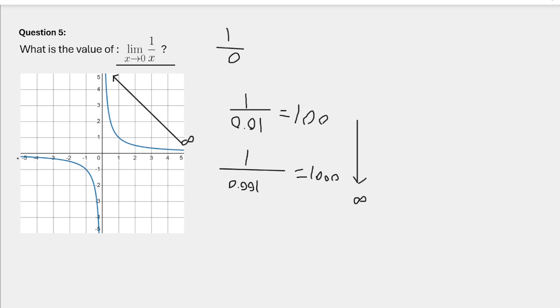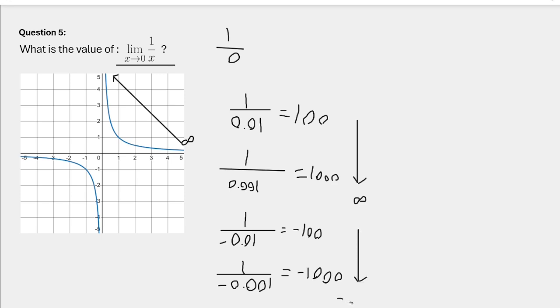But what about down here? Well, as x becomes infinitely close to 0 from this direction, we are going to get negative 0.01, which is going to give us negative 100. And if we keep going, that's going to give us negative 0.001, which is negative 1,000. So what we're seeing here is, in this case, a trend towards negative infinity, which means that we'd say this is going to be bounding towards negative infinity. And since these aren't converging in the same direction, there is no limit. We would say that this limit does not exist, or DNE.